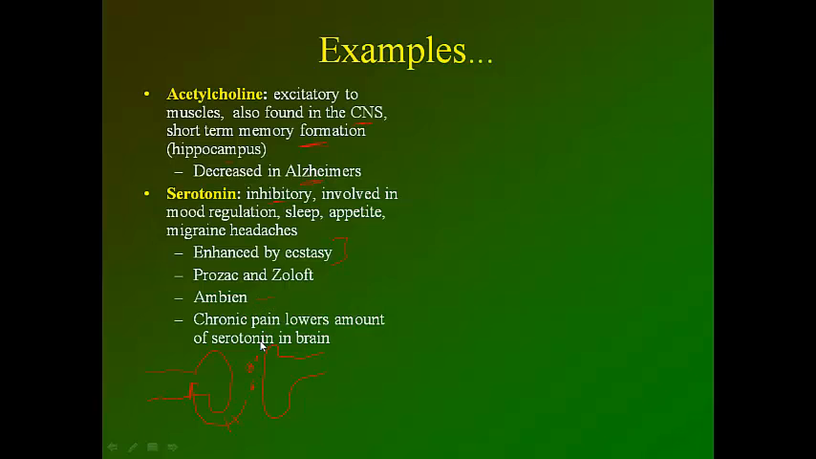Ambien also influences serotonin, and one thing that they found, another reason chronic pain needs to be controlled, is that in people that are in constant pain, over 3 months or over 6 months consistently, their serotonin levels actually decrease in their brain, which can lead to depression in people with chronic pain.